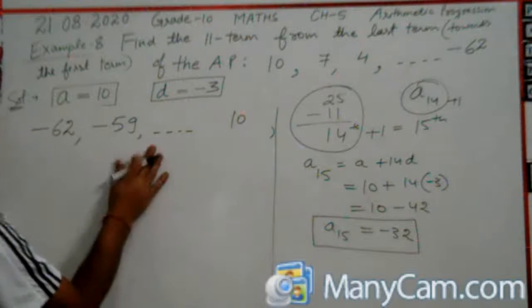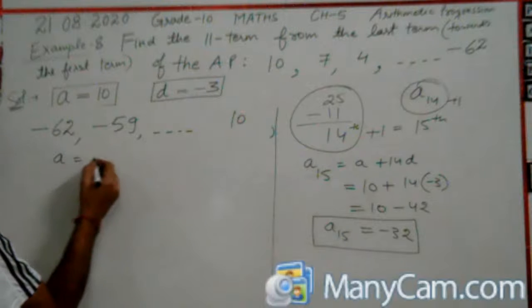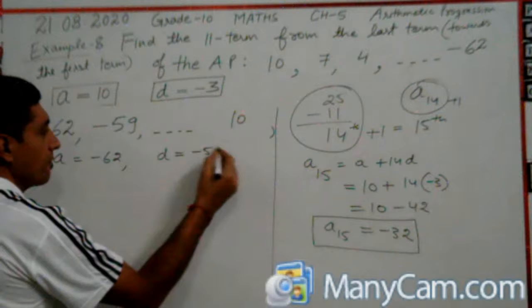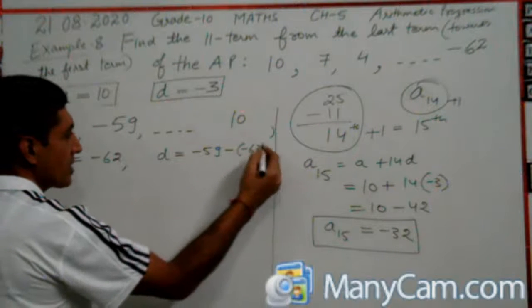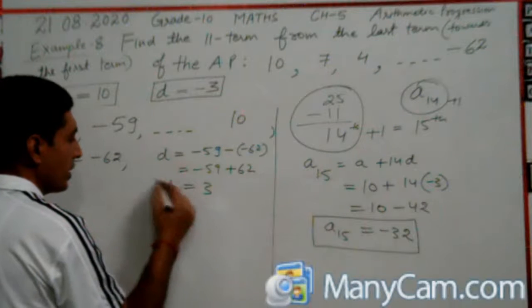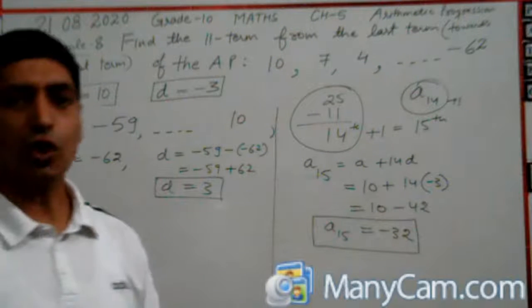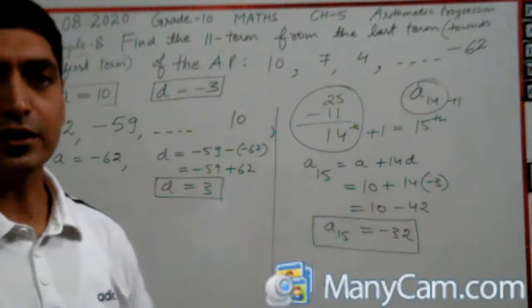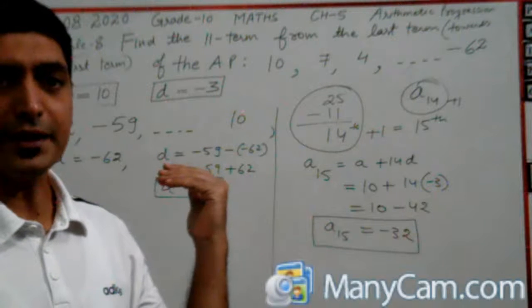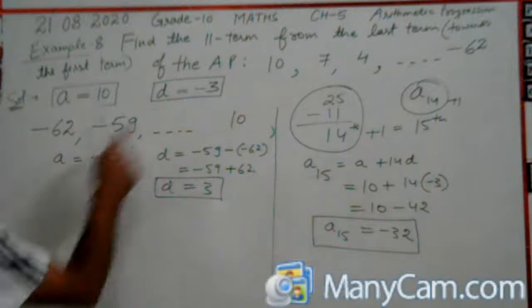Now here it is very simple. The common difference has changed. If A is minus 62, what is D? D is minus 59 minus of minus 62, which is minus 59 plus 62, equal to 3. So D has changed now. When we reverse the AP, the common difference will change, but the terms remain the same. We are just changing the order. Earlier D was minus 3, now it is 3.